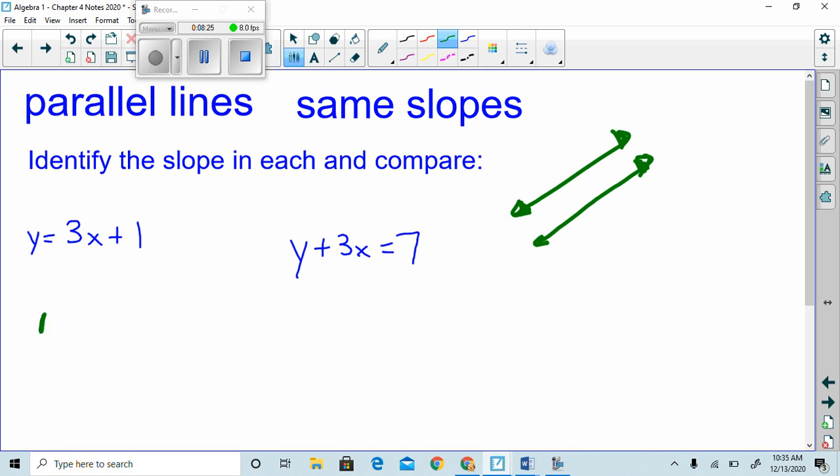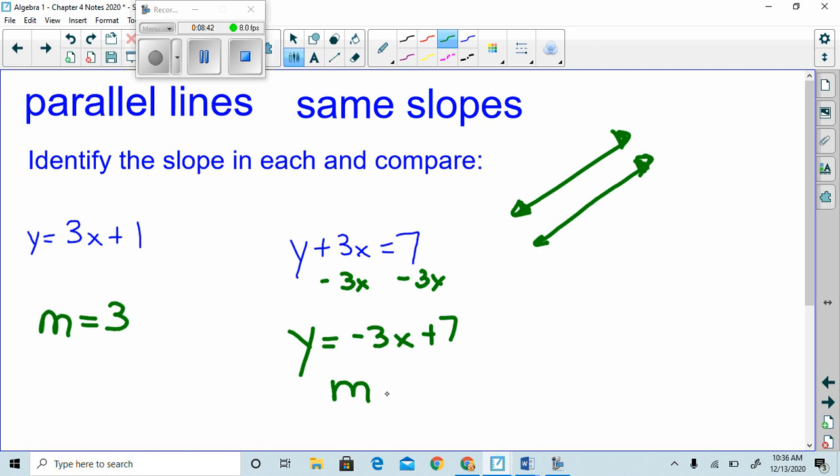We want to identify our slope. It was easy in the first equation because it was in slope-intercept form. However, in the second one, we need to rewrite it. So if I'm rewriting this, I'm going to get y is equal to -3x plus 5. The slope of the second line is -3. These slopes are not the same, so these lines are not parallel. And that's pretty much my review.